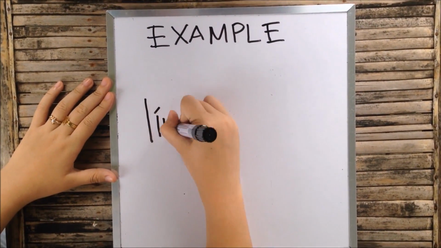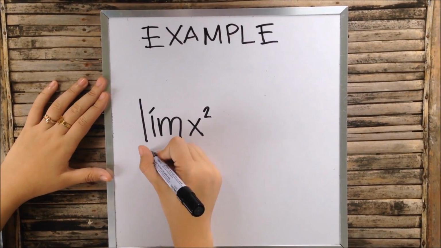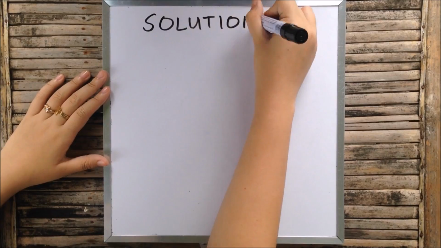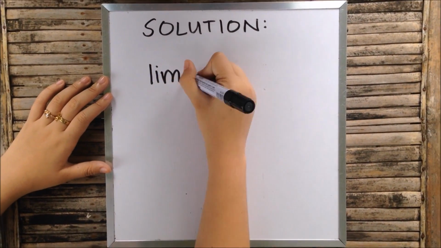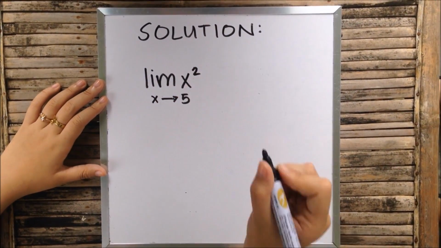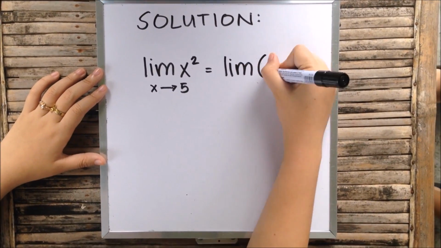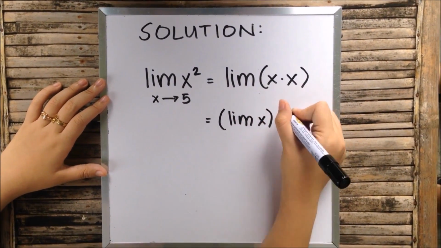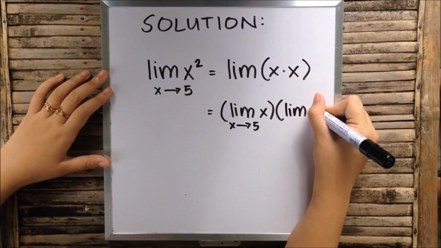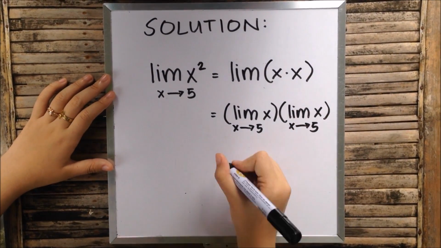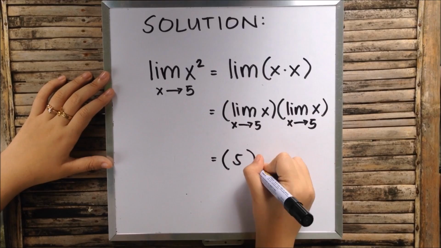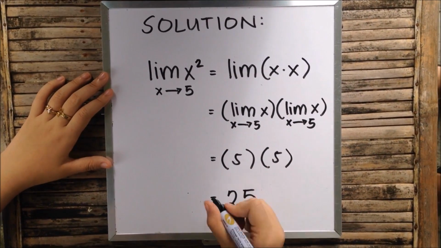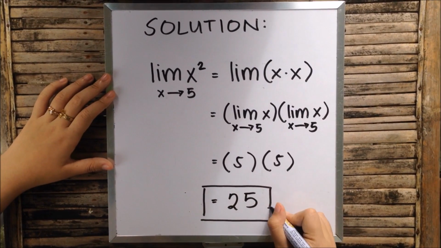Limit of x squared as x approaches 5. Here's how to solve it. Limit of x squared as x approaches 5 equals limit of x times x, since it is squared, and is equal to the limit of x as x approaches 5 times limit of x as x approaches 5. Substitute the value of x, which is 5, then multiply. 5 times 5 equals 25.